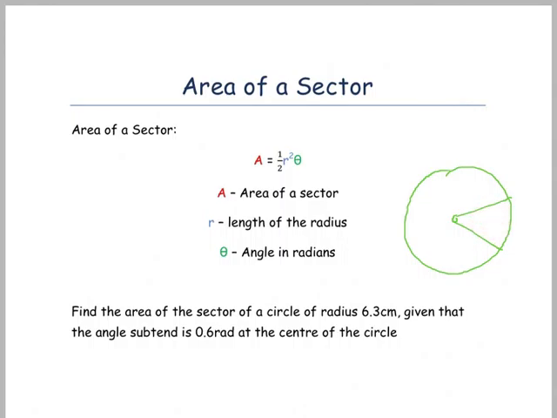Now your teacher in lesson will probably go through with you how this equation is found. However, in this video I'm just going to demonstrate the use of this equation. Unfortunately this equation is not given to you in your formula book, so you have to learn it, which is the area is equal to a half the radius squared times the angle theta. So half the radius squared times theta. So let's use this equation on two questions.